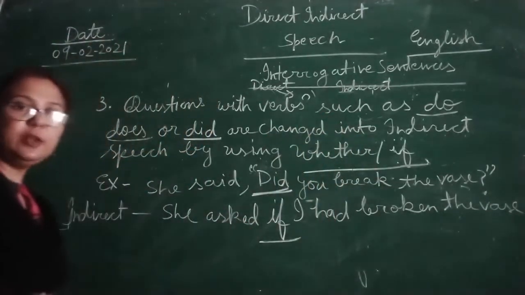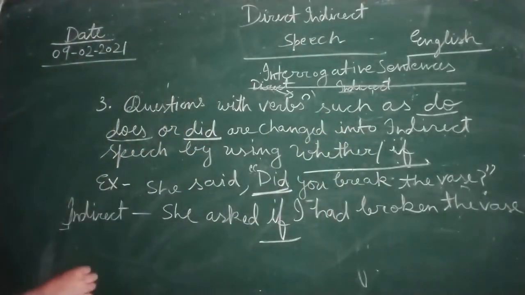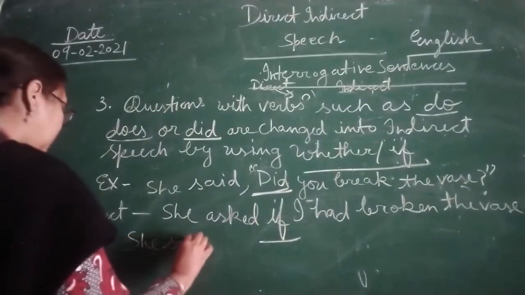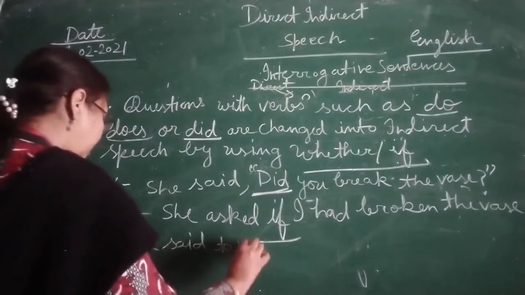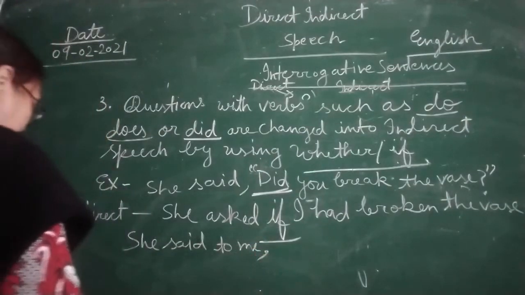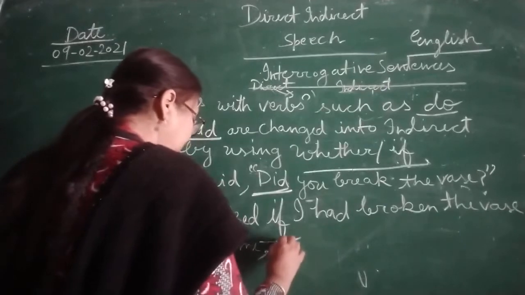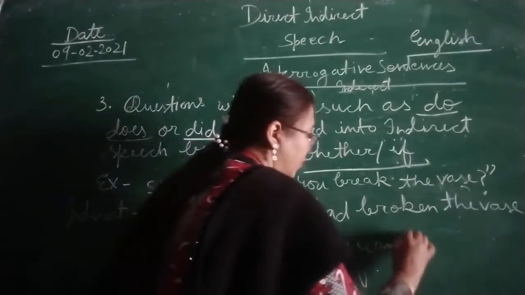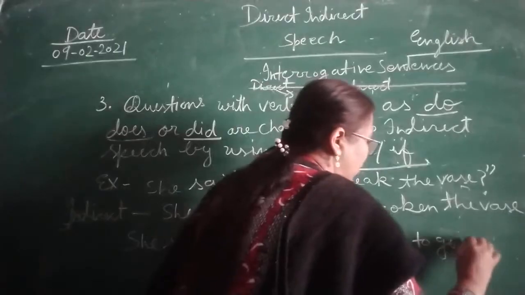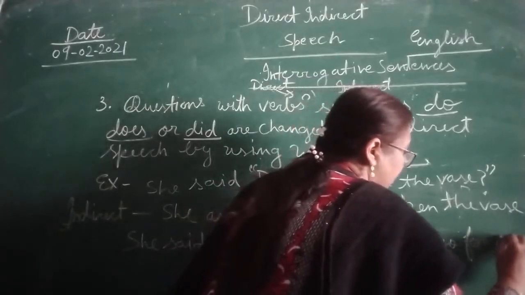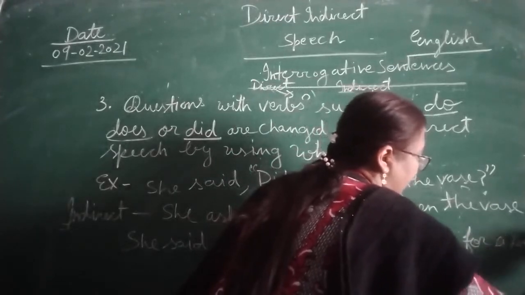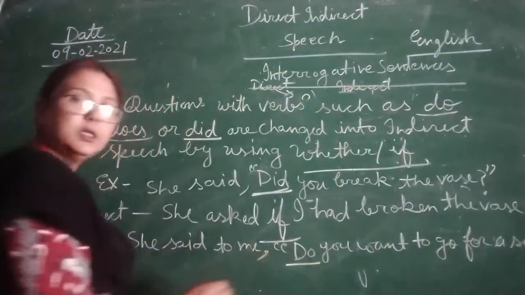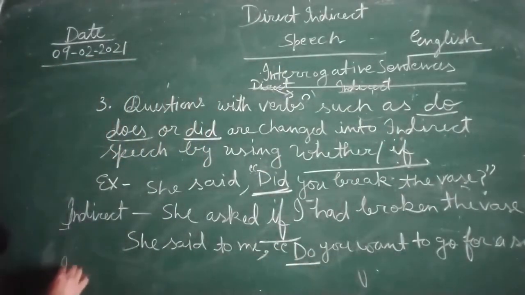Okay children, now I'll give you the next example also. She said to me, do you want to go for a swim? Okay, question mark. Now here children you can see do is there. So we will change it in indirect speech.